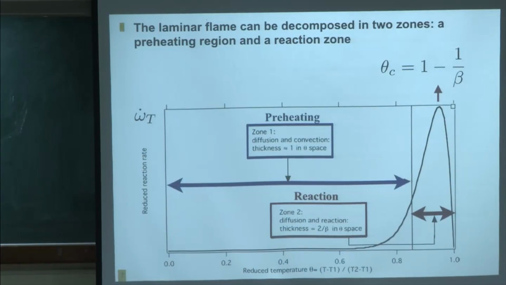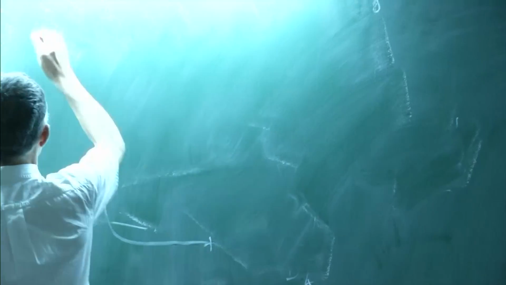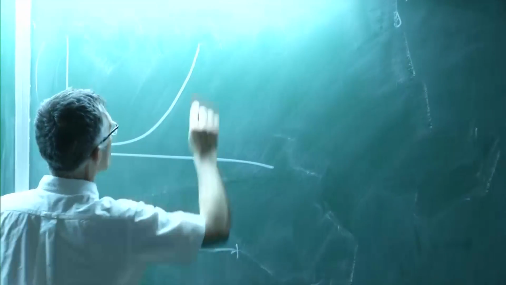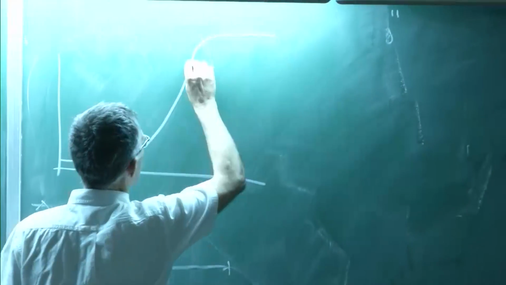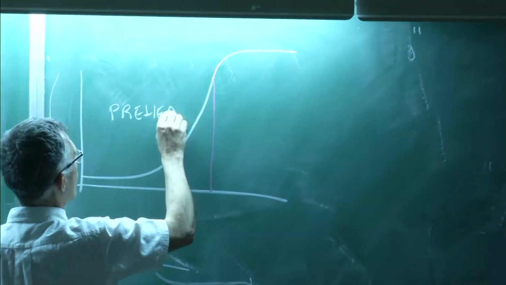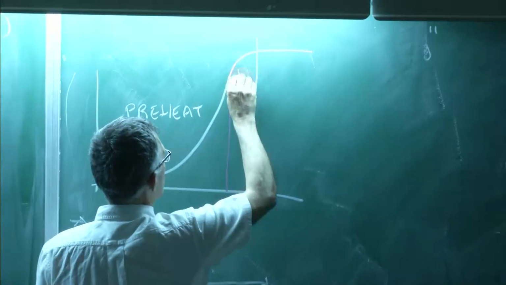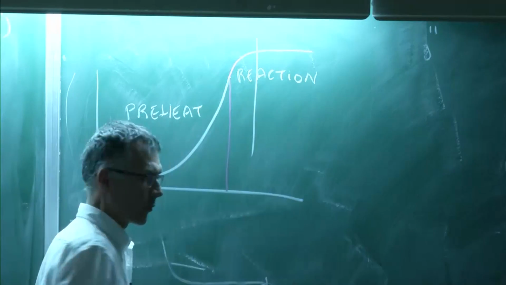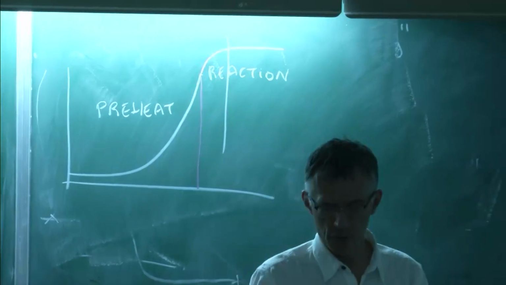So if we go back to our flame here, it really means that in a premixed flame, we expect 2 zones. Here there will be a preheating zone, and here there will be a reaction zone. So that's a useful piece of information, and we'll use it for the solution.